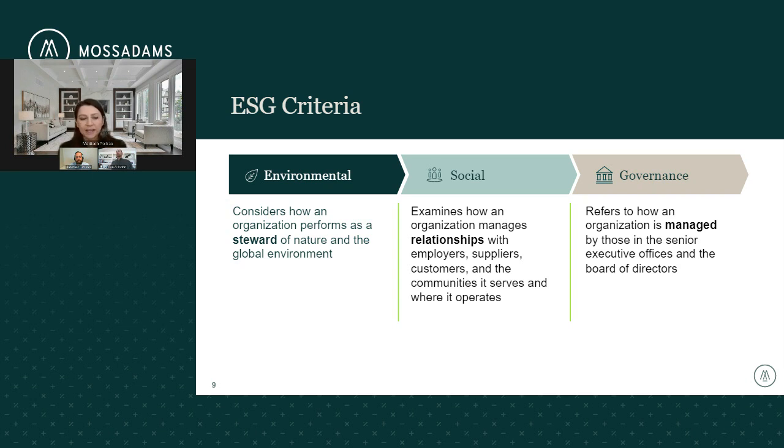And last but not least, we have governance. The G refers to how an organization executes its transactions and manages its business. It also refers to how an organization is managed by those in senior executive offices and the board of directors.